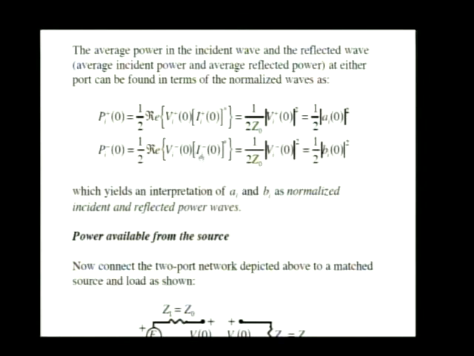Let me say it this way: voltages and currents traveling in the plus x direction and voltages and currents traveling in the minus x direction define incident power and reflected power. This is the usual way of doing it in circuit theory, using phasors: 1/2 real part of V I conjugate. Everybody remember that? Where does the 1/2 come in? Why 1/2?